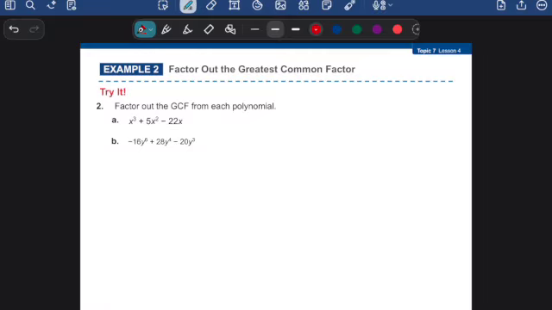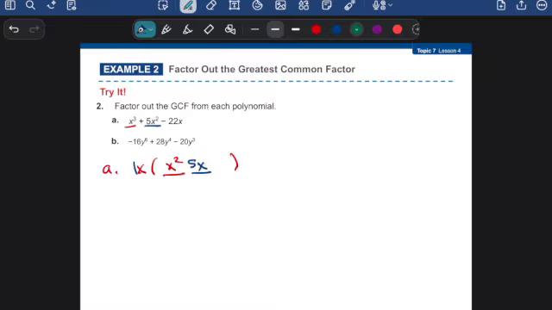Okay, so looking at A, they all have an x, so I can pull out an x. Now I'm going to write my parentheses, and I'm just going to distribute in reverse. x times what gives me x cubed? Well, I have 1x, I need 2 more. Then I'm going to look, x times what gives me 5x squared? Well, remember there's an invisible 1 there, so I need to multiply it by 5, and I need 1 more x.